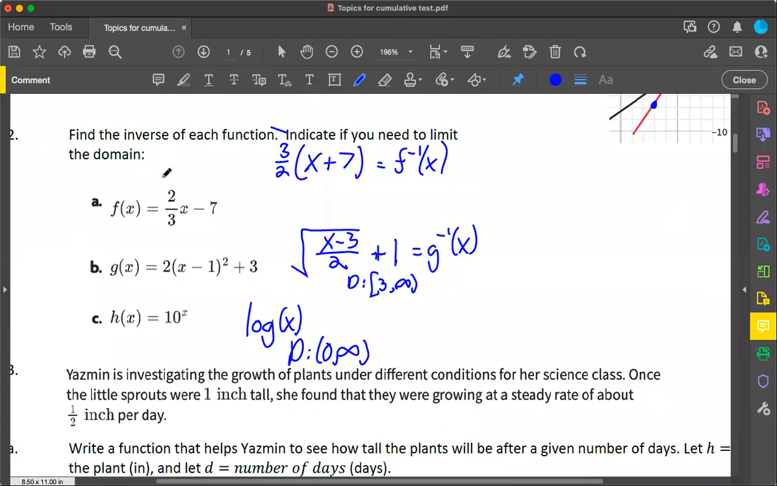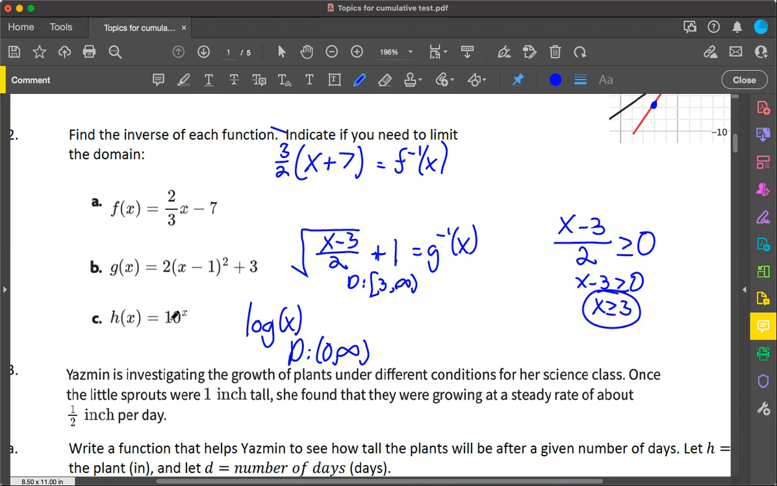So if you did this correctly, this is another linear line. 2/3 x minus 7 now turns into 3/2 times the sum of x plus 7. So that's your inverse. No need to limit the domain because it's just linear, so everything's going to work there. Whereas for here, you're taking a square root over this x minus 3 divided by 2. So you might be curious how I get this domain. Well, I hope you can recall that the inside of this radical should be greater than or equal to 0. And if you solve that, you end up saying in an inequality that x is going to have to be greater than or equal to 3.